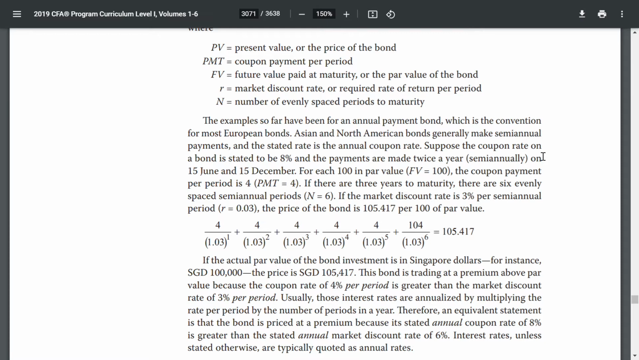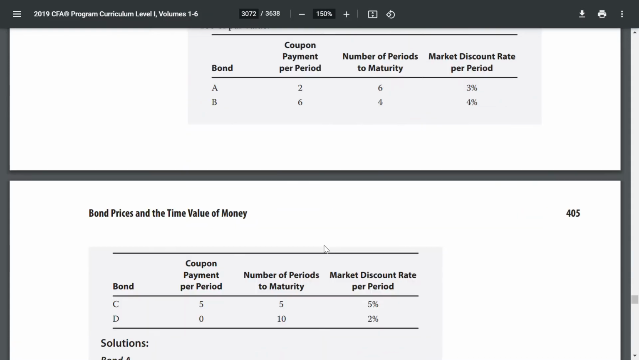If the actual par value of the bond investment is given, then you just multiply it and plug it into the formula. It's quite straightforward.